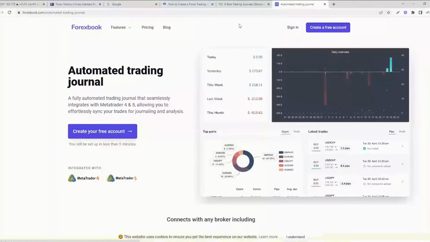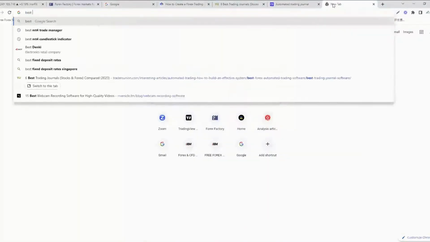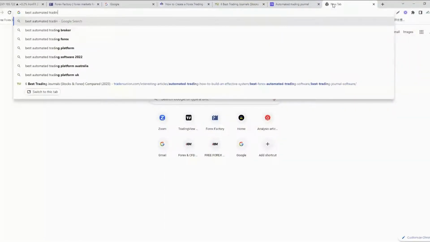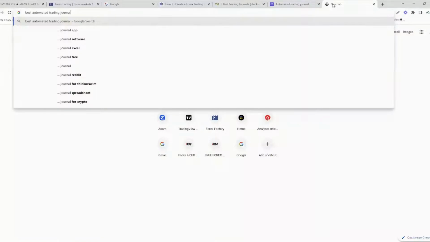Okay, so I'm on the website here. Again, I've just randomly Googled for automated trading journals, and this is one of the examples that have come up. Again, I'm not promoting this company or any other automated trading journal. So let's just type in Google best automated trading journal and see what we come up with.